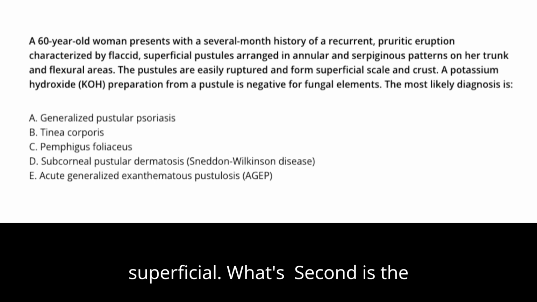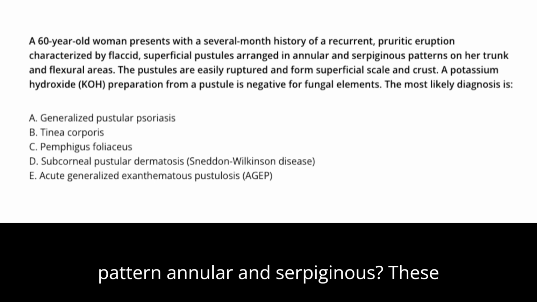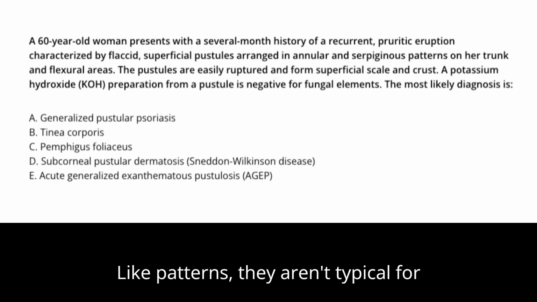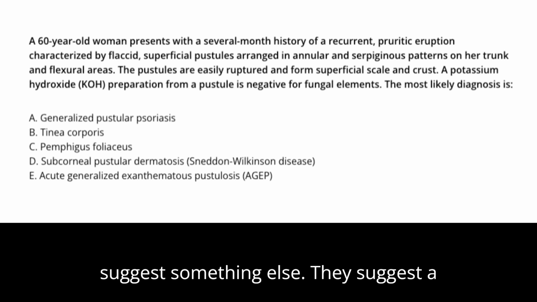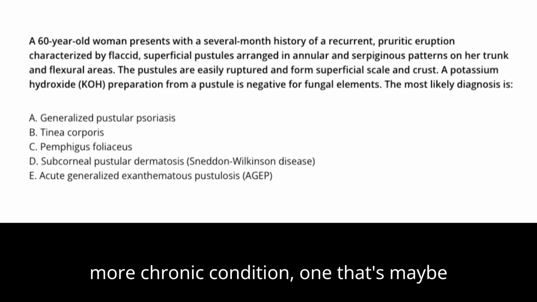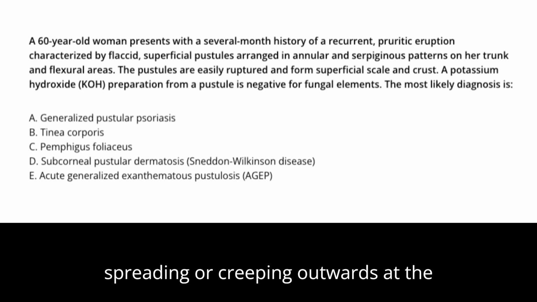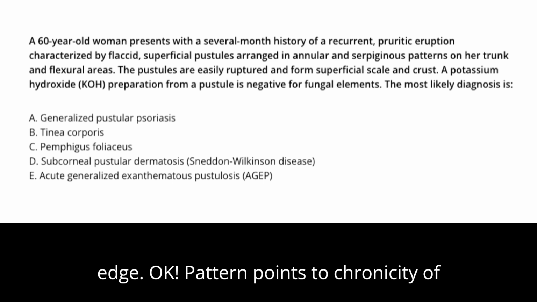What's number 2? Second is the pattern, annular and serpiginous. These ring-like, circular, or snake-like patterns aren't typical for generalized acute flare-ups. They suggest a more chronic condition, one that's maybe healing in the middle while it's actively spreading, creeping outwards at the edge. Okay, pattern points to chronicity.